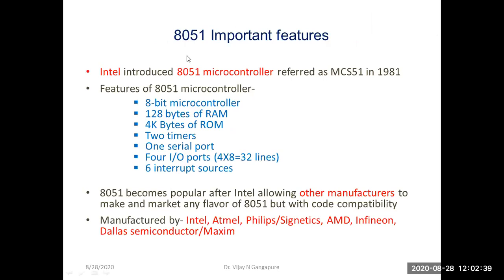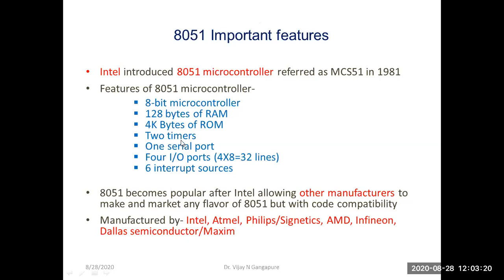So the first point, 8051 important features. So all of you know that in year 1981 Intel introduced 8051 microcontroller, which is generally referred as MCS51. Features of 8051 microcontroller are, you are very well aware with that 8051 microcontroller is 8-bit microcontroller. It contains 128 bytes of RAM, 4 kilobytes of ROM.